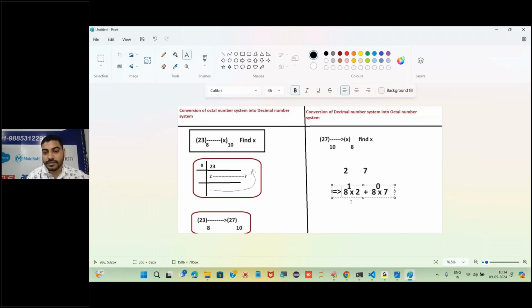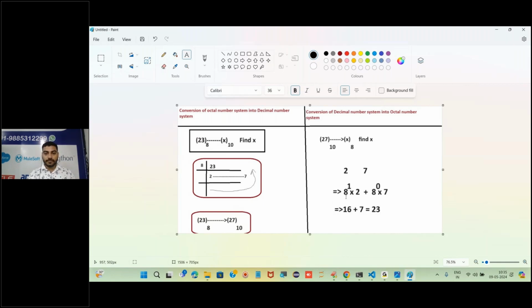8 power of 0 is nothing but 1. Okay, 1 multiply with 7. Let me tell you. 8 power of 1 multiply with 2. 8 power of 1 is 8, so 8 times 2 is 16. Okay, plus 7. How much? 23.